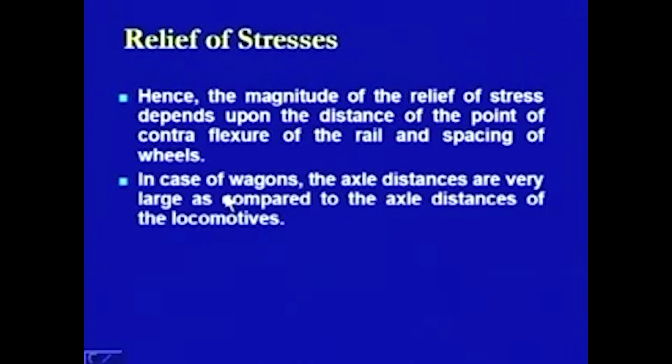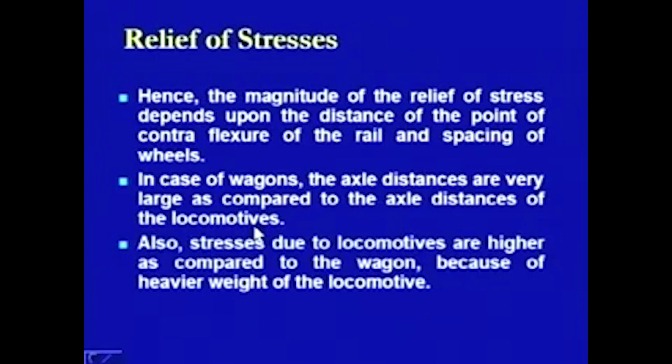Now, in this sense, another thing is that in the case of wagons the axial distances are very large, but in the case of locomotives, as we have seen previously when we looked at the various types of locomotives, where we defined them in terms of the number of axles or the number of wheels and how they are placed, the axial distance of the locomotives is lesser as compared to the axial distance of the wagons.